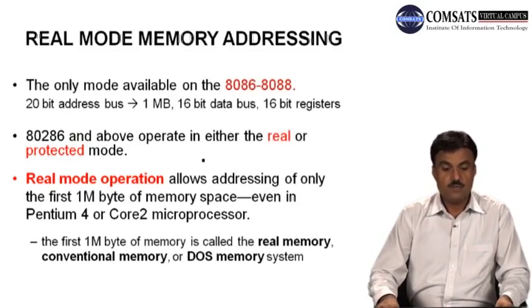There are 20-bit addresses, as we discussed in the previous lecture, for the 8086. It means we can only access up to 1 MB, with a 16-bit data bus. We already knew that there is a 16-bit data bus and there are 16-bit registers. Due to the 16-bit registers, we call it a 16-bit architecture.